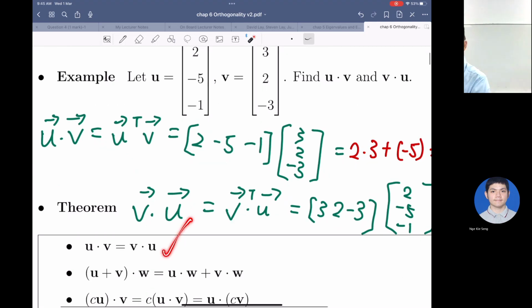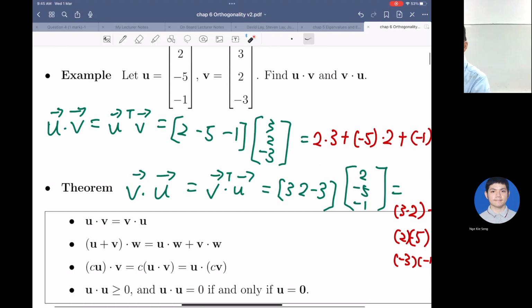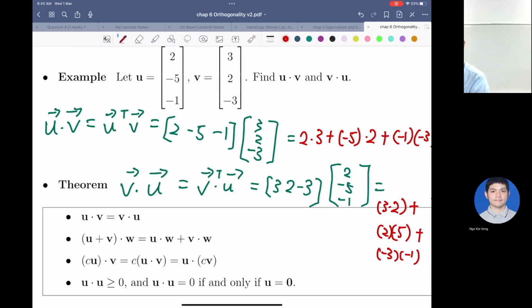We see it just now, and you can show that it also distributes, and also the scalars. How shall I put the scalars? There's associative.